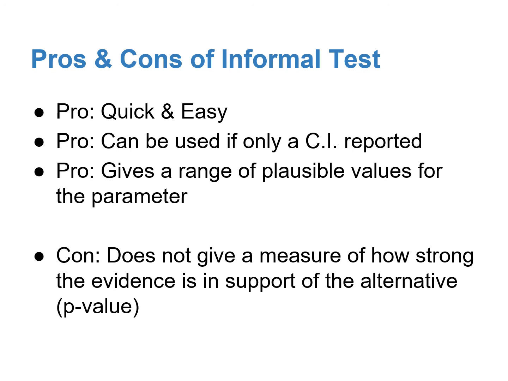The con is that without a p-value, you don't have an actual numerical measure of how strong the evidence is in support of the alternative hypothesis. And so that, again, is just one of the reasons that you might choose to do a formal hypothesis test instead of using this informal method.